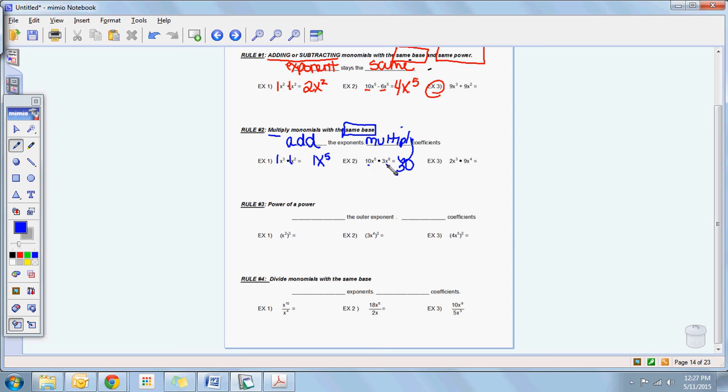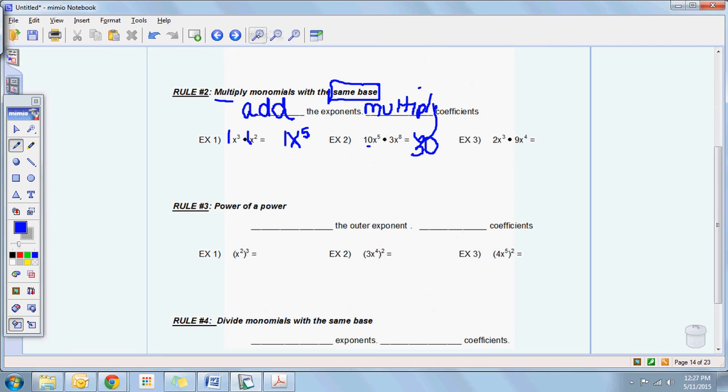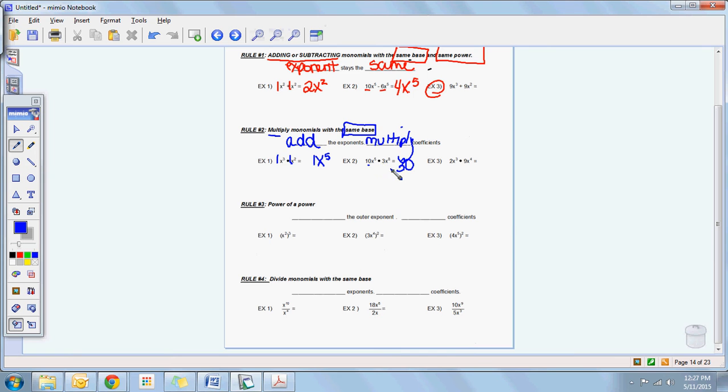X to the 5th times x to the, is that a 6? I think it's an 8. Let's zoom in with our powers. It's an 8. All right, so x to the 5th times x to the 8th would give us x to the 13th. I'm going to add those up. And then I have this last one that you're going to try. Good luck. Remember to follow your rule.